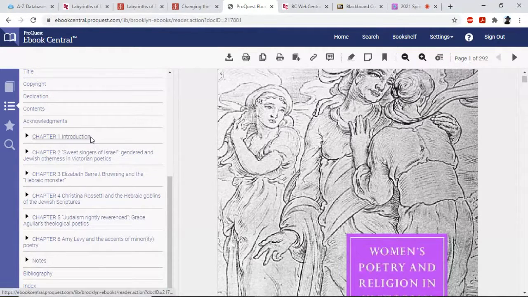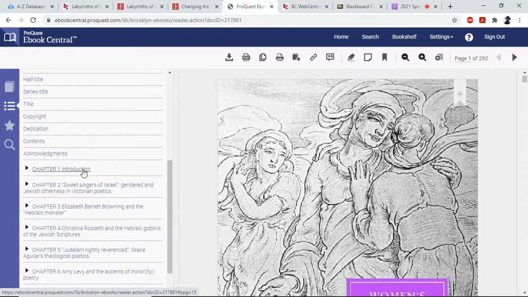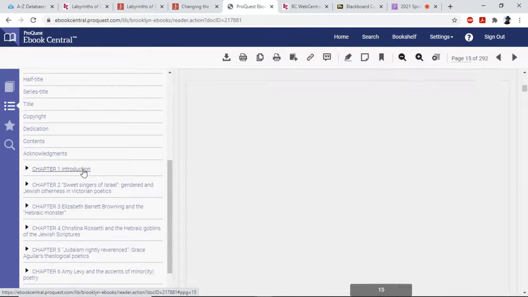So when you work with these ebooks from the library database, you're going to have different formats depending on the platform, and you'll see the same ones over and over again. So this is ProQuest eBook Central, and it has a different way of navigating through the ebook than the other ones we'll be looking at, and some other ones that aren't included in this commentary. So to get an idea of the thesis, go right to the introduction.